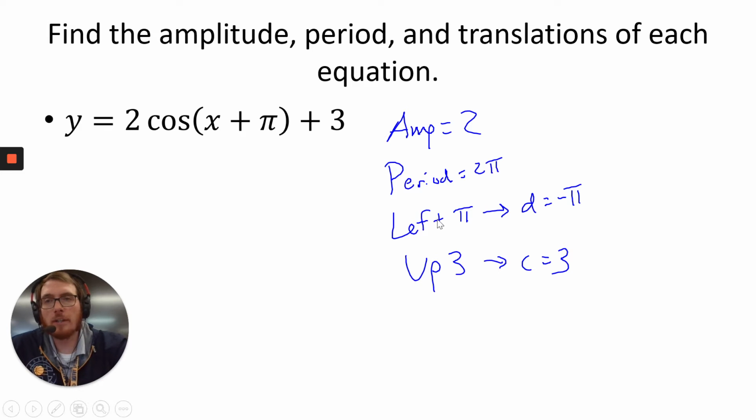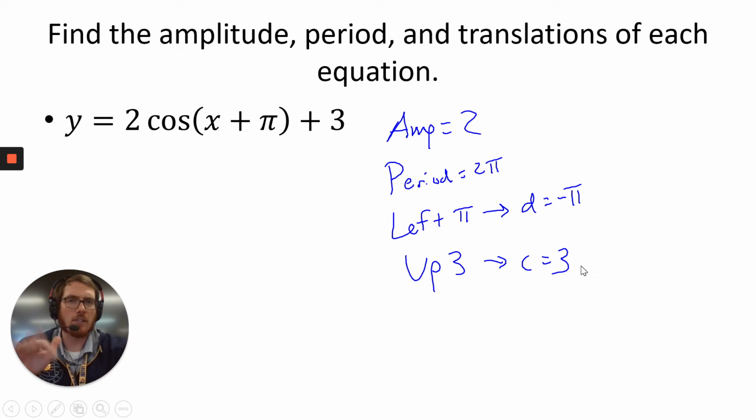The next one is a cosine graph, but the period and amplitude work the same way. So 2 is the amplitude. The period is 2 pi because there's no number in front of the x. You move everything to the left pi. Okay, so moving everything to the left because it's a plus on the inside. And then the plus 3 at the end is a vertical shift, and that moves everything up 3.